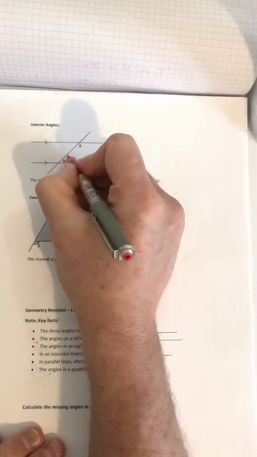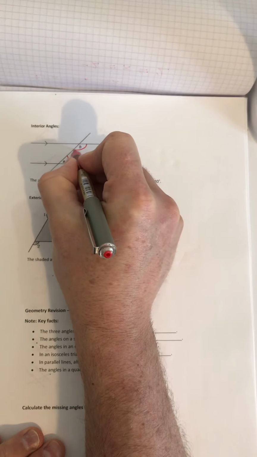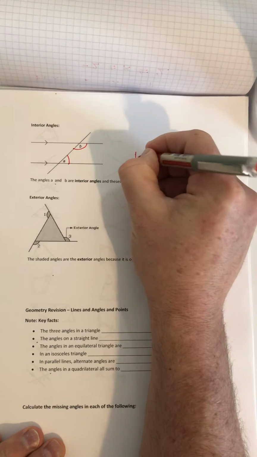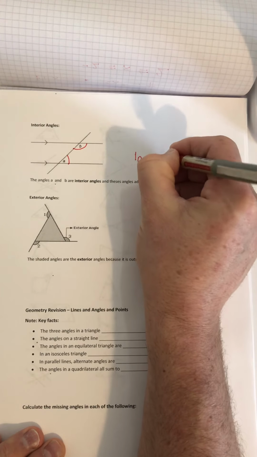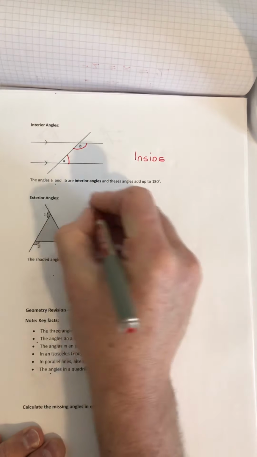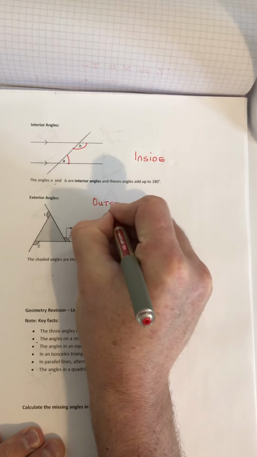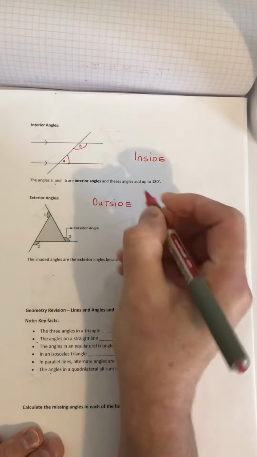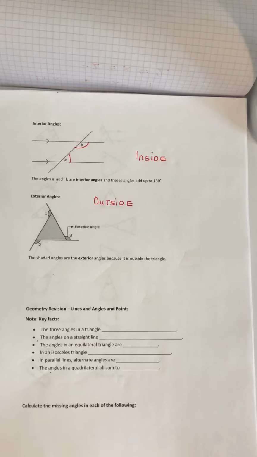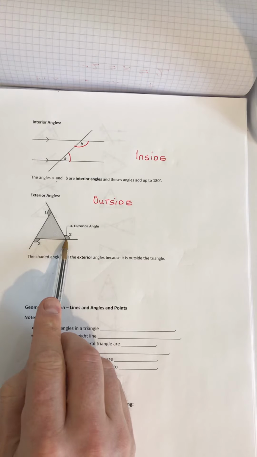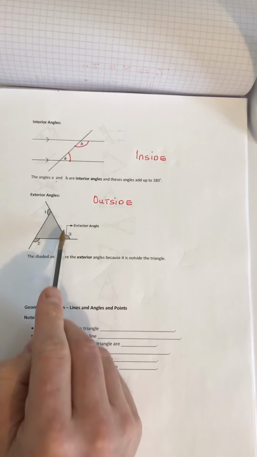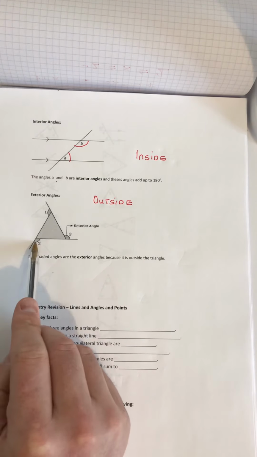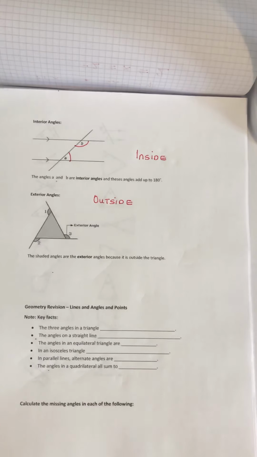And then interior angles are inside, whereas exterior is outside. So interior angles are inside, exterior are outside. Outside angle, exterior.